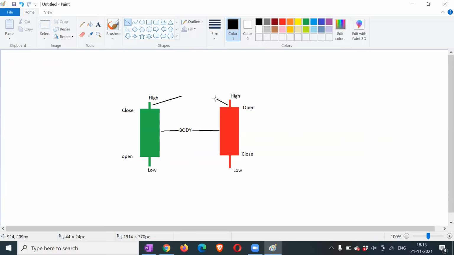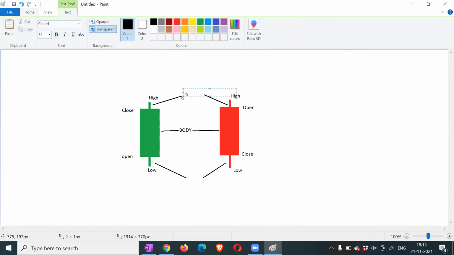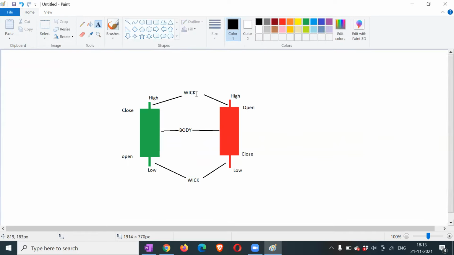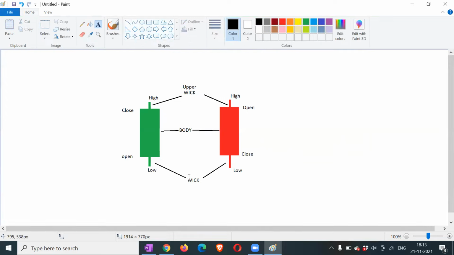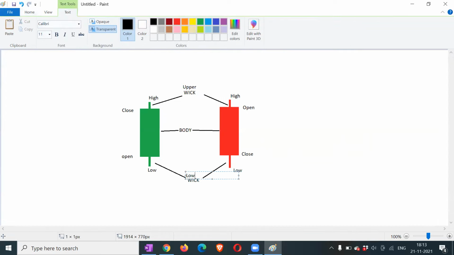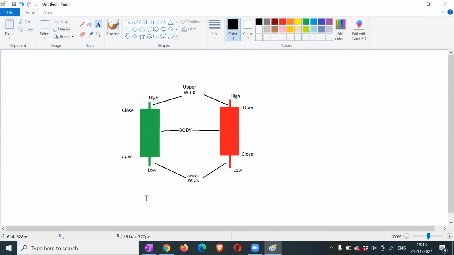This one or this one, the lower portion, is called wick. Wick of a candle, or wicks of a candle. Okay, this is upper wick. Oh, my bad, this is upper wick. This is lower wick. Hope it's clear till here.